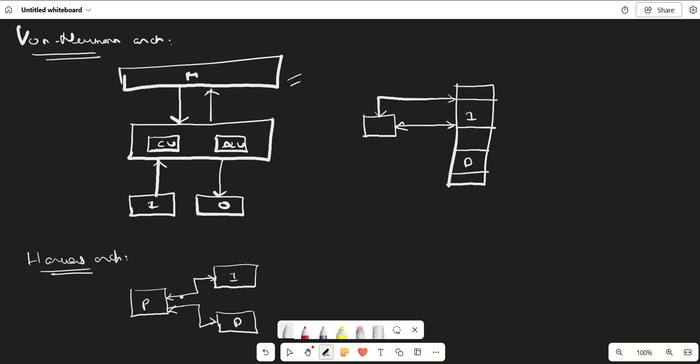But practically, the Harvard architecture is not implemented nowadays. There are very few processors which are implemented using this Harvard architecture, mainly because of the cost. The cost increases when we have separate data and instruction memory, and in many cases, we don't need this type of memory architecture. It turns out that we can remove these bottlenecks by using caching and pipelining.